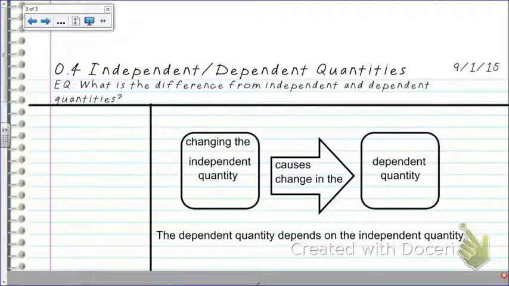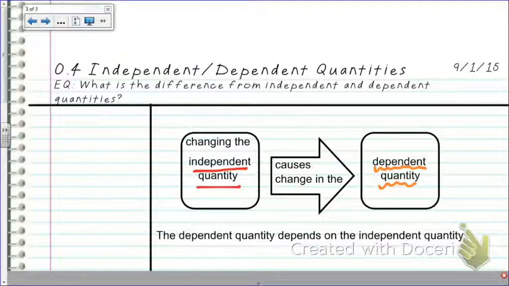So the meat and potatoes of all of this is this nifty little chart. Meat and potatoes, the good stuff. Okay? If you change the independent quantity, it causes change in the dependent quantity. That is the most straightforward definition that I could think of to explain this whole concept. So if we have two different variables or two different quantities going on here, changing the independent quantity causes change to happen in the dependent quantity. Okay?